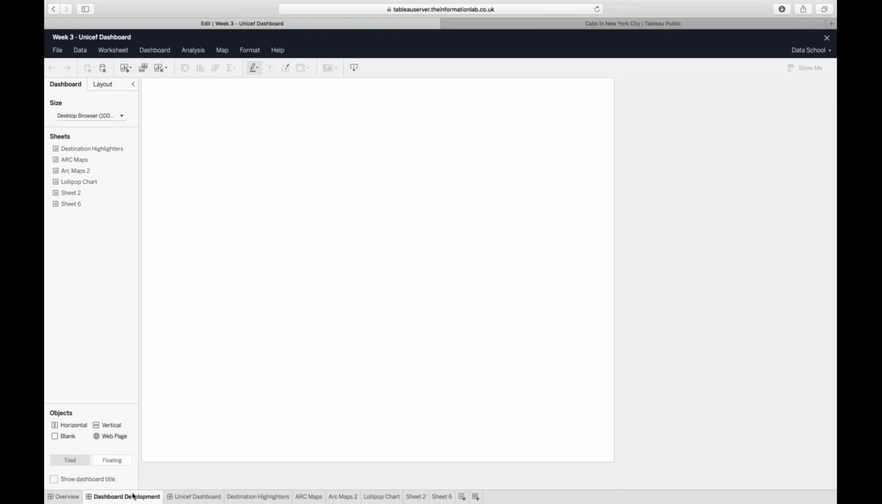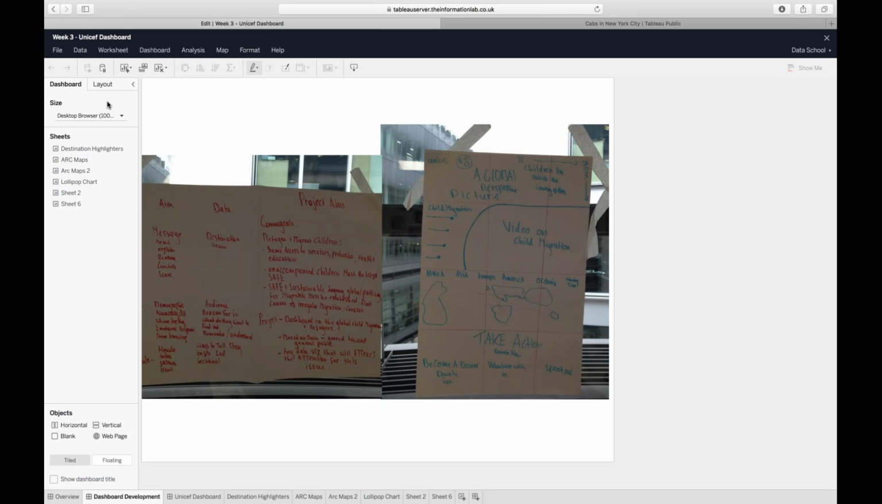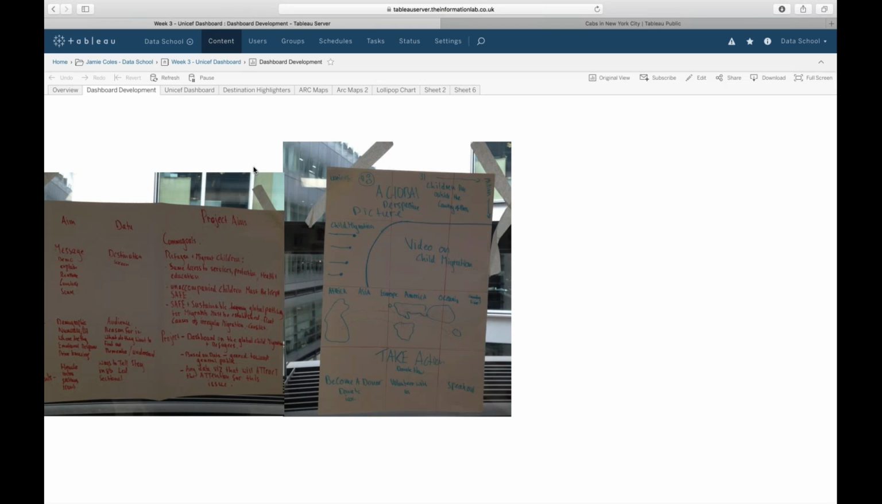I think you're in edit mode here. Yeah, you just got to file a close. Bingo. You can see that in full screen mode as well. Upper right.